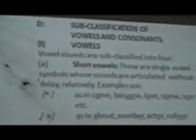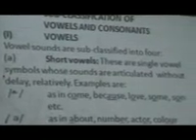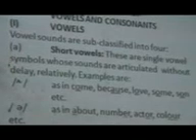Section D. Subclassification of vowels and consonants. Subsection I. Vowels. Vowel sounds are subclassified into four. We have Division A, short vowels. Short vowels are single vowel symbols whose sounds are articulated without delay, relatively.